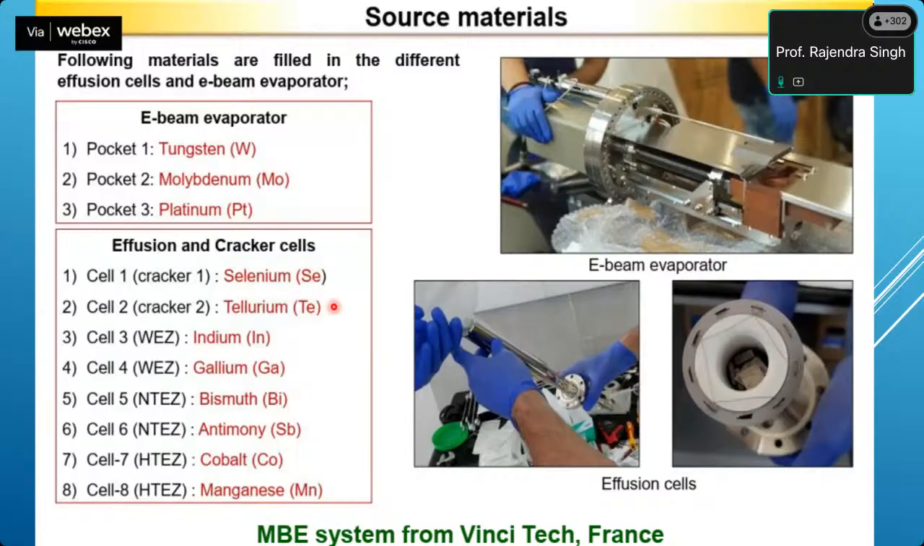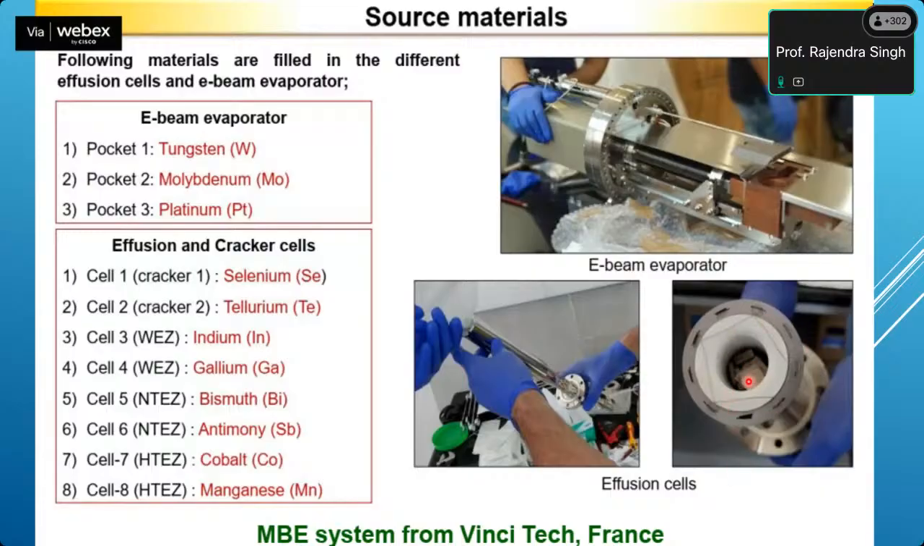These kind of compound materials, which are topological insulators, can also be deposited, and then the metals can also be deposited. So this is, let's say, the K cell, what I was talking about. This is the E-beam evaporator. This is the effusion cell, K cell or the effusion cell.